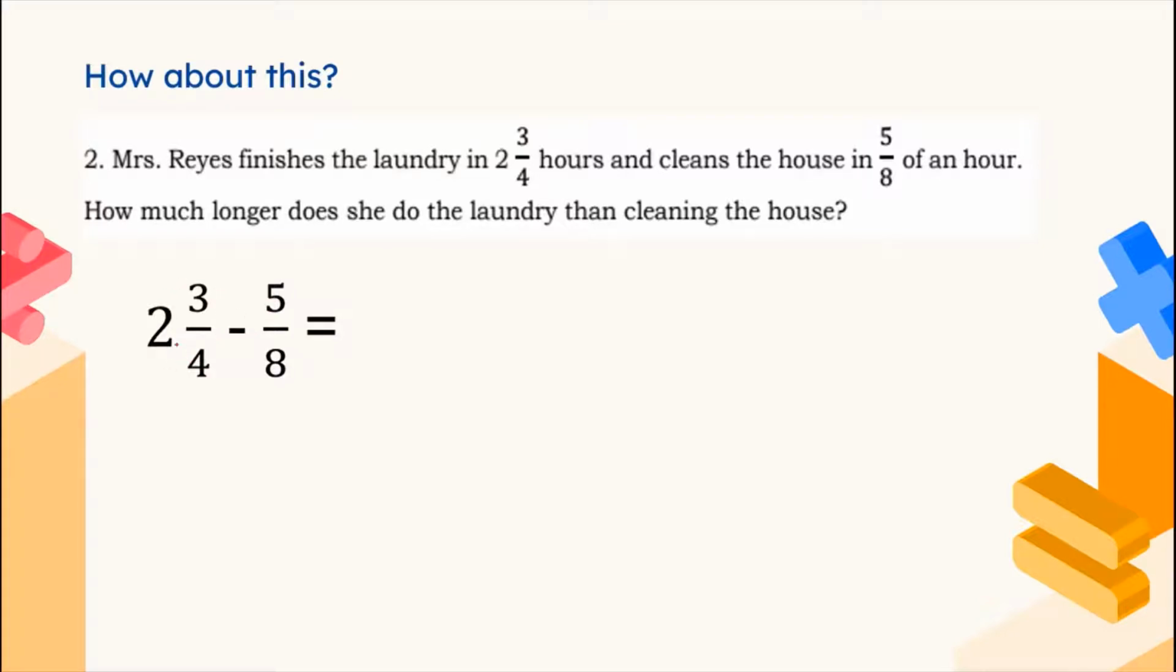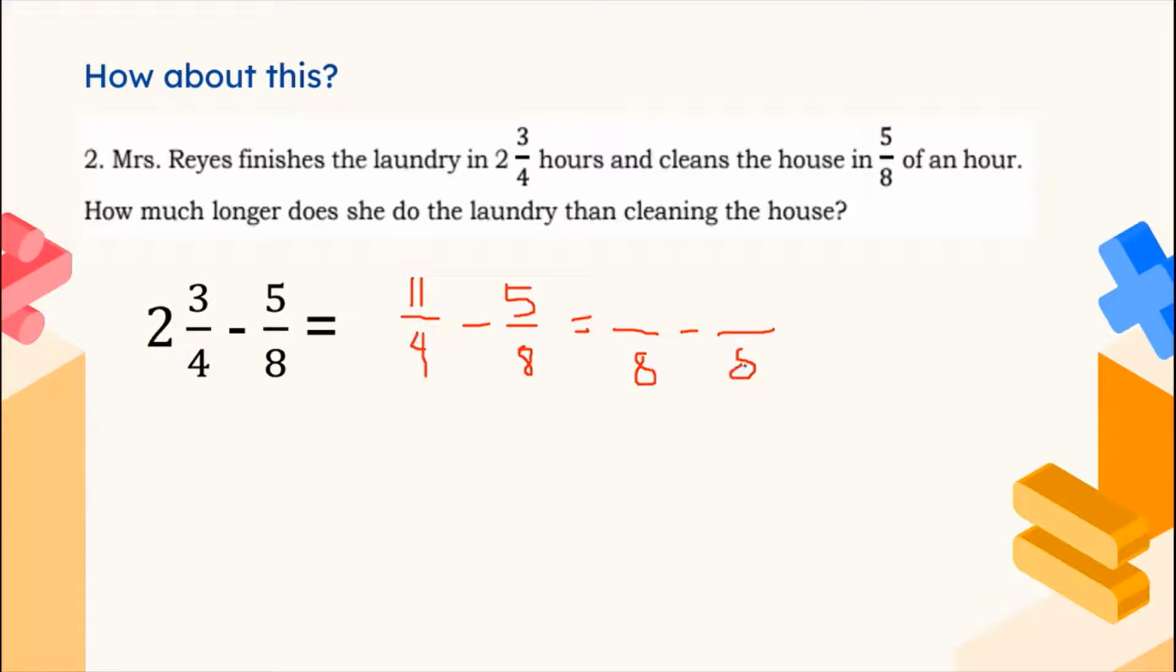4 times 2 is 8. 8 plus 3, that is 11. Just copy the denominator 4. Subtract by 5/8. Okay, now since they are unlike fractions, we need to find their LCD. Do you already know the LCD of 4 and 8? Correct. That is 8.